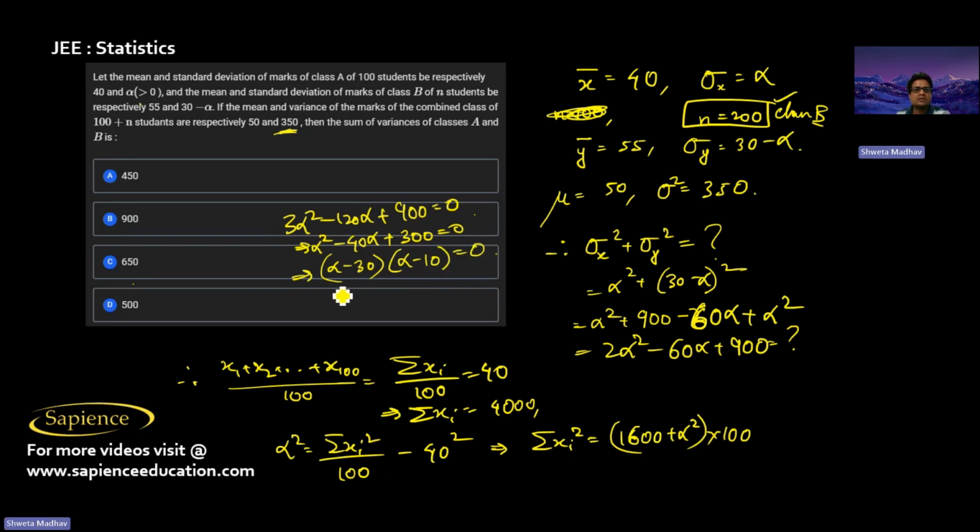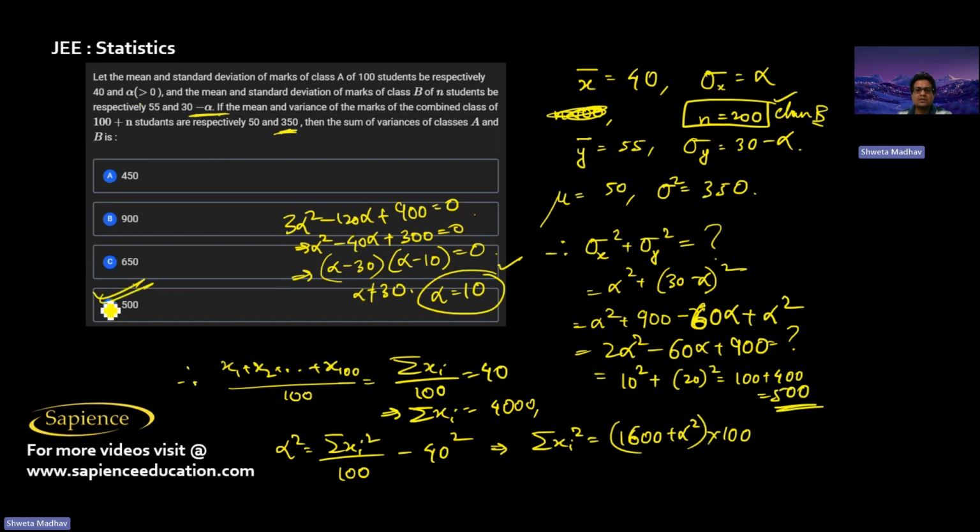Alpha should be greater than 0. Since the standard deviation can't be 0, alpha can't be 30, since then 30 minus alpha will come 0. So therefore alpha should be equal to 10. Now the value we need to find: alpha square is 10 square plus (30 minus alpha) square, that is 20 square. So this would be 100 plus 400, that is equal to 500. So 500 is the answer, and option D is the correct answer.